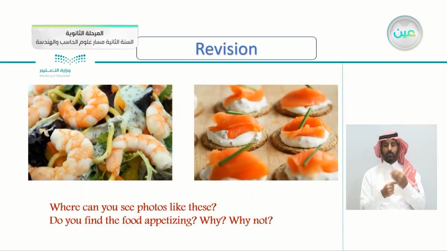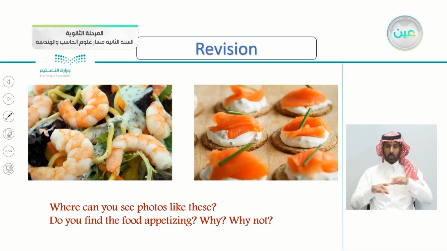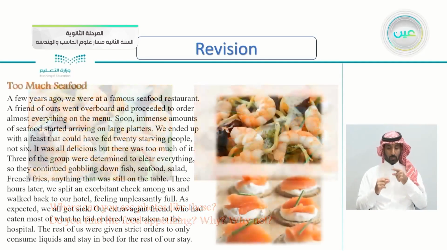But before we do that, let's revise what we previously took. If you remember these pictures, we're seeing here seafood, of course. What can you see in this photo? Where can you see photos like this? Seafood here and there. This is salmon, of course. Maybe in restaurants, on planes, maybe. Do you find the food appetizing? Why or why not? Of course, it's according to your own preference.